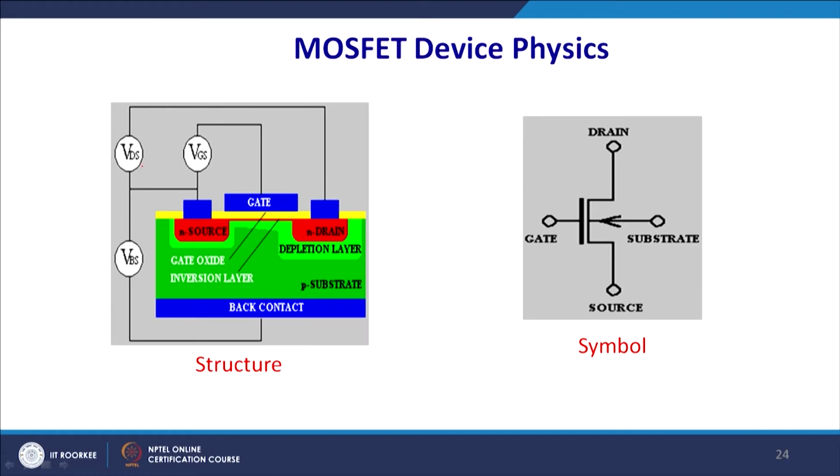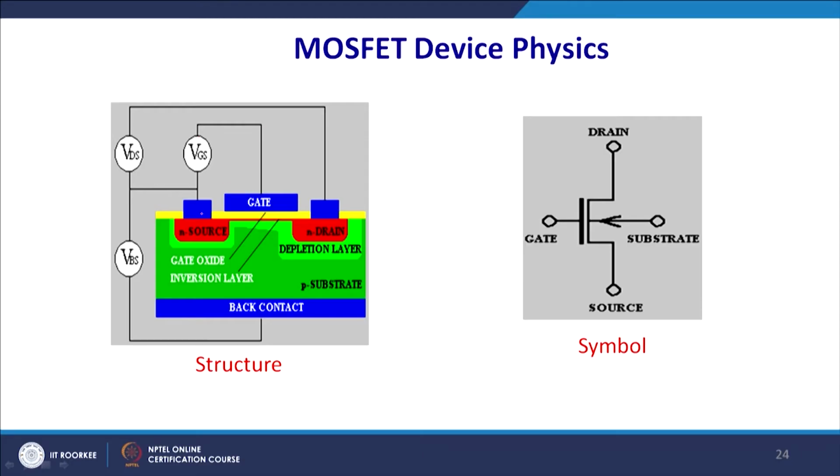We have VDS, that is the drain to source voltage, and we call them drain and source. Generally the high voltage side is said to be the drain and the other side is said to be the source. And we have VGS, that is connected between the source and the gate. Then it can be different kinds of MOSFET, that is enhancement MOSFET and depletion MOSFET.